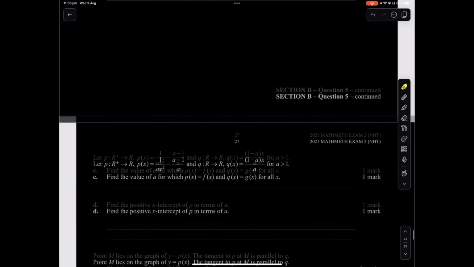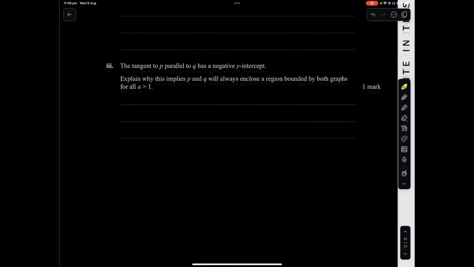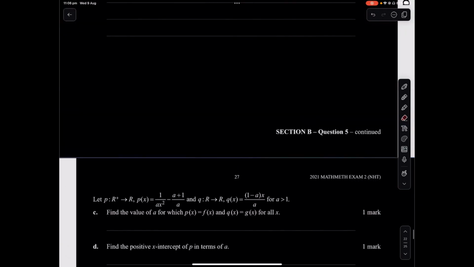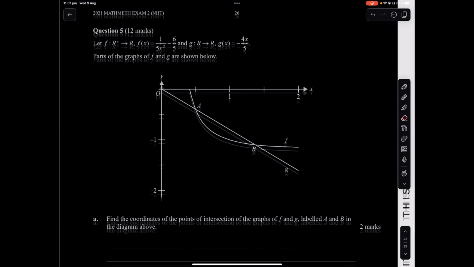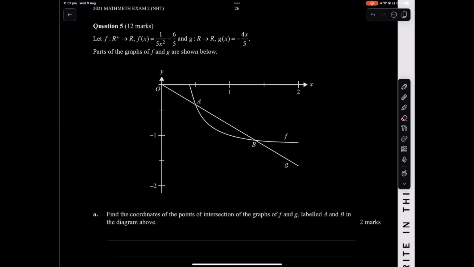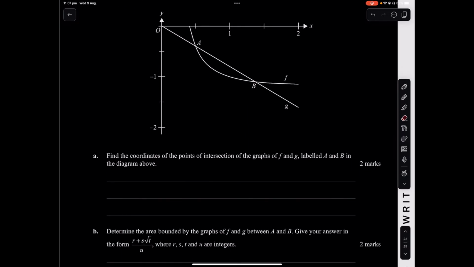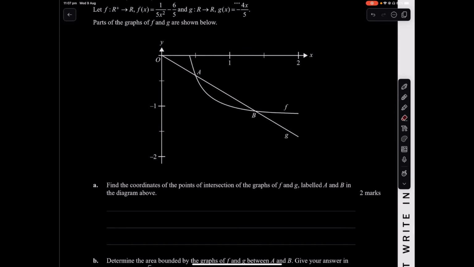Okay, hopefully this is the last question. Looks like it's the last question, because I think I'm going too long for this exam. Okay, let's just try to do it quickly. Let f of x be this and g of x this. Part of the graphs are shown. Find the coordinates of the points of intersection of the graphs of f and g, labeled as A and B in the diagram. Okay, they're positive because they are on the right of the y-axis.